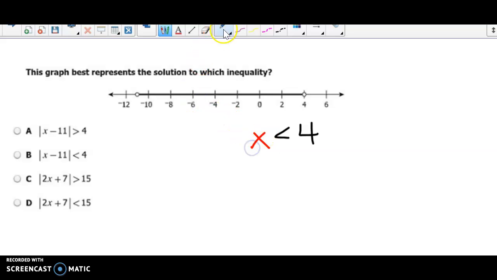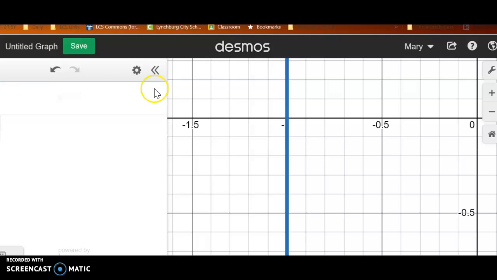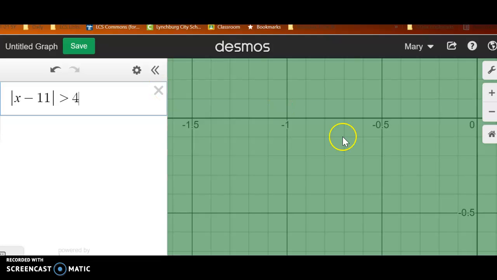And then we have our x in the middle. And then we have somewhere here between -10 and -12. So it looks like it's probably at -11. So we're looking at something that has to do with this as far as our answers are going to be. So let's go to Desmos and let's graph this. The absolute value of x minus 11 is greater than 4. So we're going to try that.